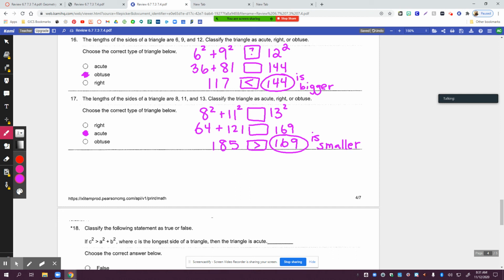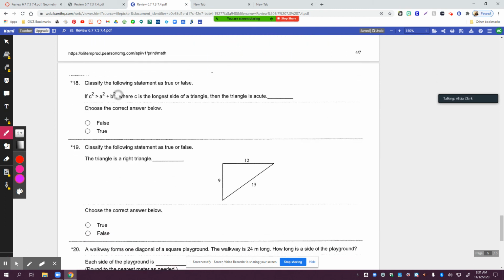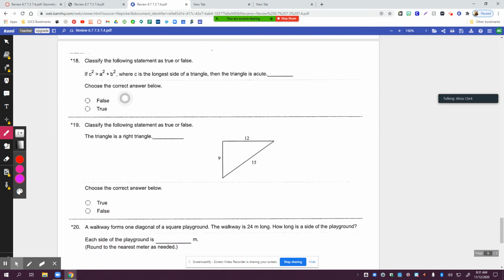Any questions on that page, or any that you need me to go back to and show you the work for? All right, so a couple more. We have 3 left.